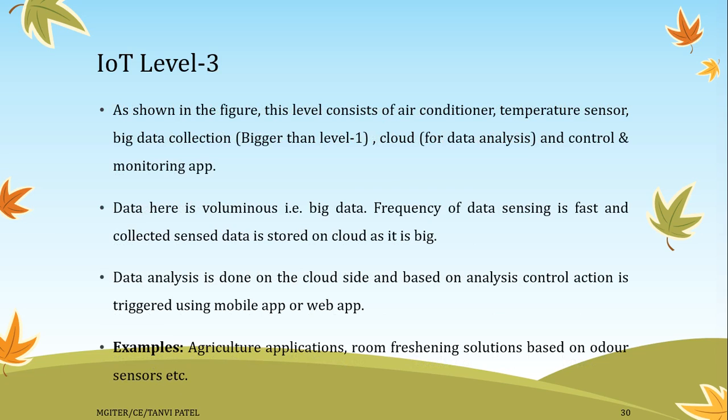IoT level 3. As shown in the figure above, this level consists of an air conditioner, temperature sensor, big data collection, cloud, and a control and monitoring app. Data here is voluminous, that is big data. Frequency of data sensing is fast and collected sensed data is stored on the cloud as it is big. Data analysis is done on the cloud side and based on the analysis, control action is triggered using a mobile application or web application. For example, agriculture applications, room freshening solution based on odor sensors, etc. are used.